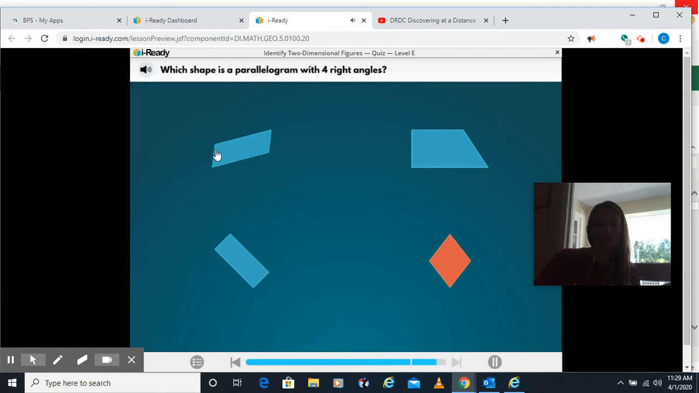Well, we're looking for right angles. This one doesn't have them. No. We have our rectangle here. We know that has four right angles. It's straight. There are no curves to it.